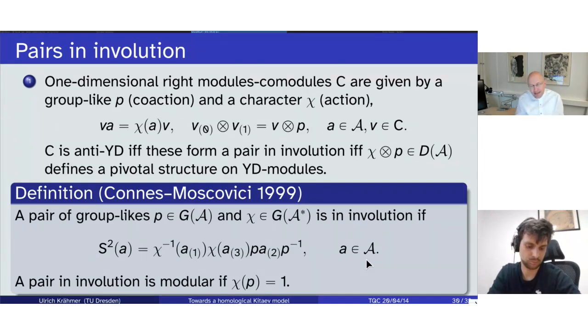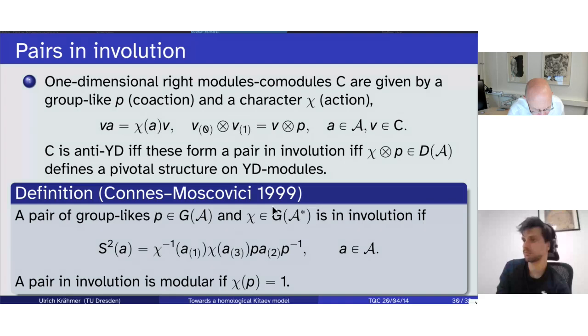And then afterwards, people came and tried to generalize this, and they came up with these anti-Yetter-Drinfeld modules and said, well, if you take anti-Yetter-Drinfeld modules and take them to be one-dimensional as a vector space, a one-dimensional module is precisely a character on an algebra. A one-dimensional co-module is precisely a group-like element of the co-algebra.